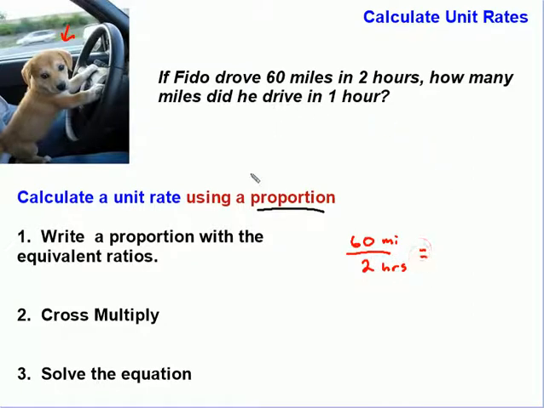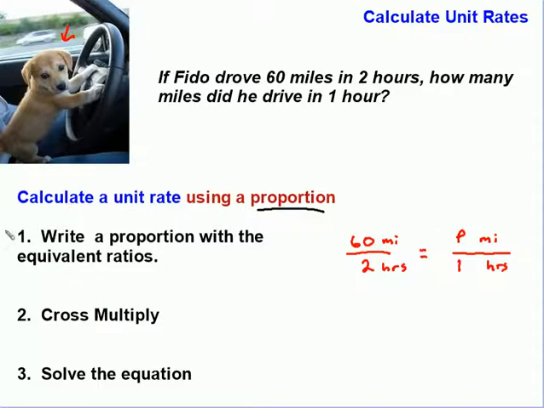Well, we know that we need to write our proportion. Now, we're going to want to match our units across the equal sign. So we'll want to have miles on top and hours on the bottom. We want them to match. So, how many miles did he drive in 1 hour? Well, we don't know, so we're going to put a little variable here, P for puppy.